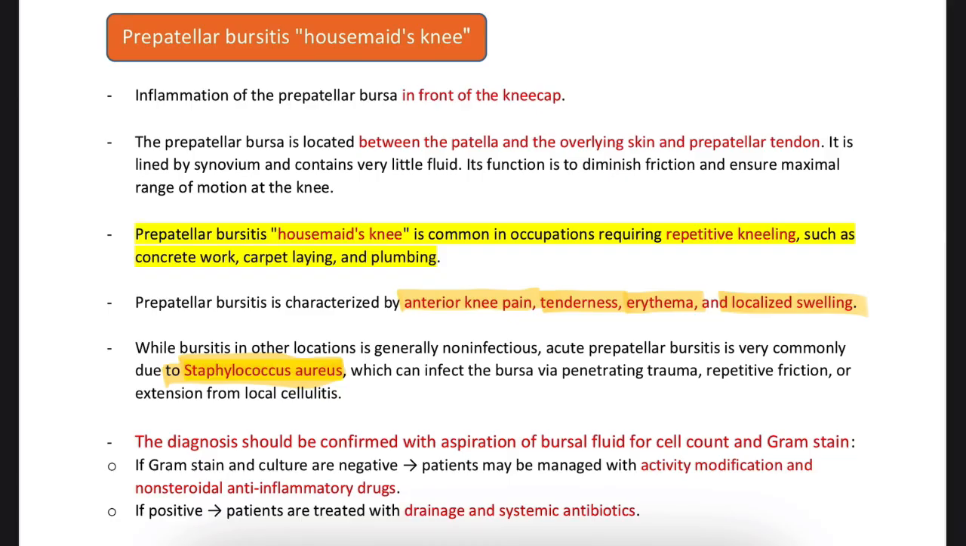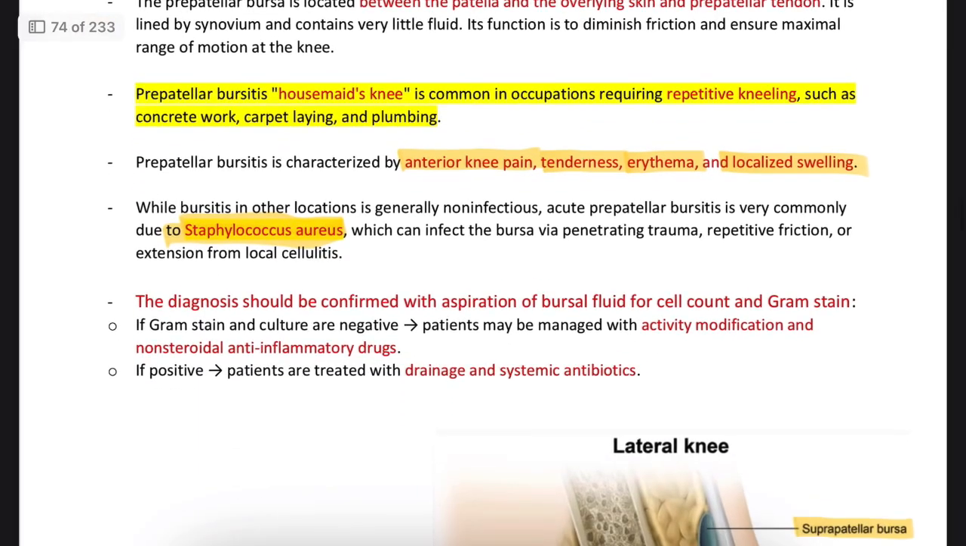So how can we diagnose this? We can confirm by aspiration of bursal fluid for cell count and Gram stain. So we have to aspirate the bursal fluid and send it to the lab for cell count and Gram stain. So how can we manage this patient?